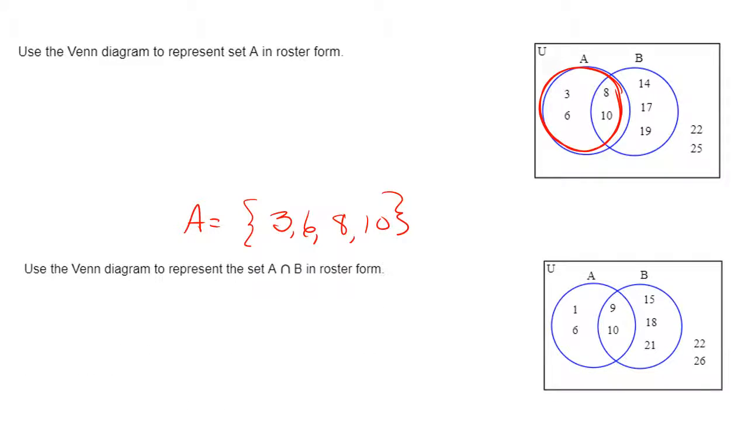Now let's use this Venn diagram to represent the set of A intersection B. If you recall this symbol, it means intersection, so that's where the two circles overlap. That would be just these two numbers, 9 and 10.